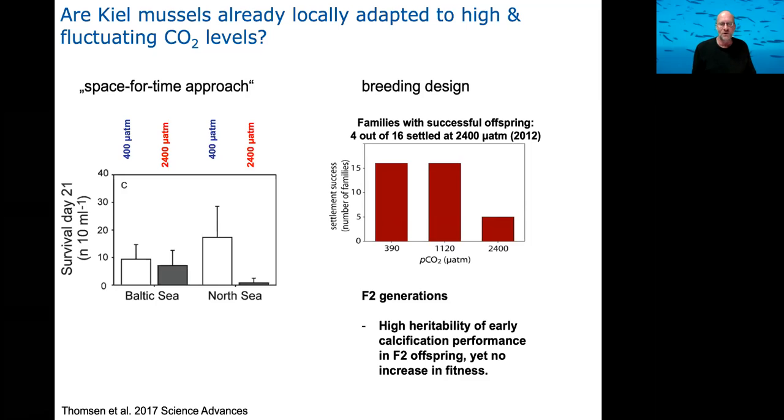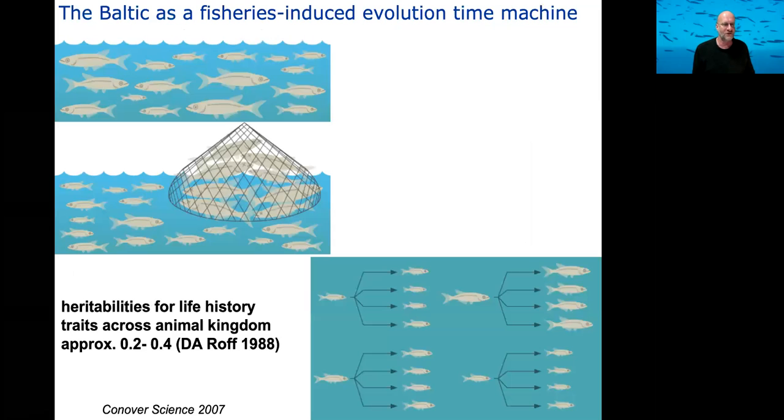Now, having spoken about this physical pressure, ocean acidification, let's turn to fisheries. In fisheries, it's now accepted, since about 10 years, that fishing is not only demographically a problem if you fish too much, but also evolutionary. It will elicit very strong evolutionary responses, given that many life history traits such as length or age at maturity, or also growth rates, have quite high heritability.